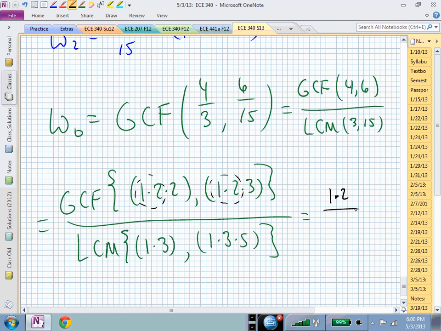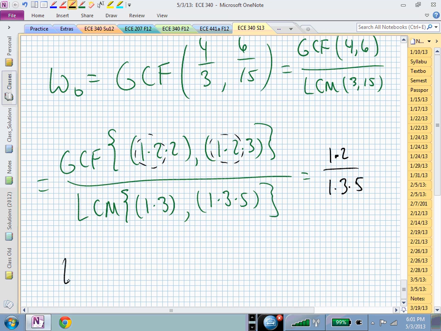And downstairs we need to find the least common multiple. So we pull all of those pieces out. We actually end up with pulling all of those least terms out. We have a 1, a 3, and a 5, or we now have our fundamental frequency is 2/15.